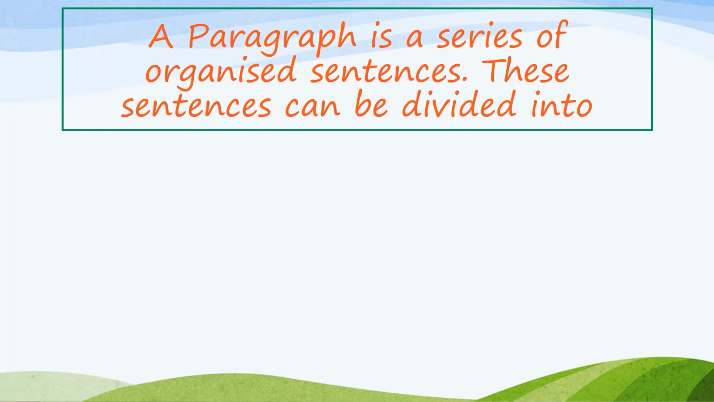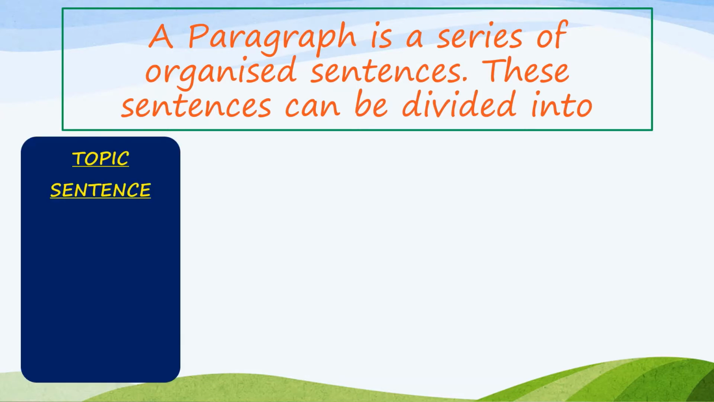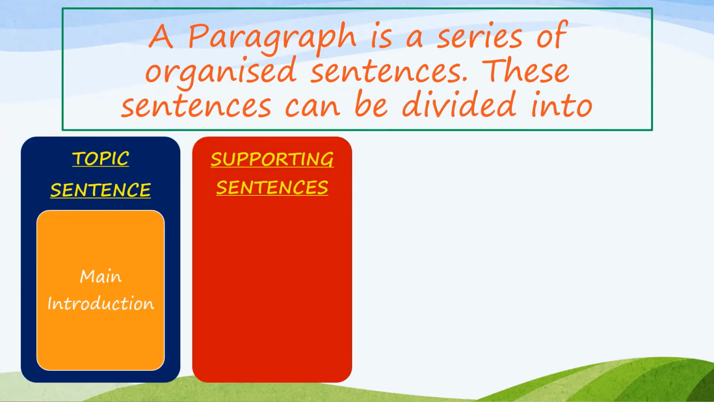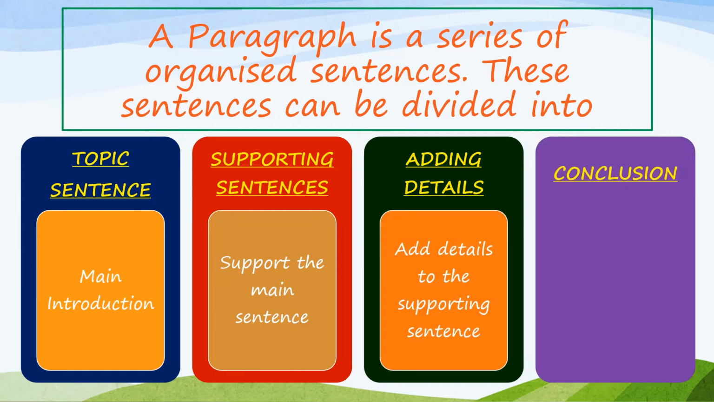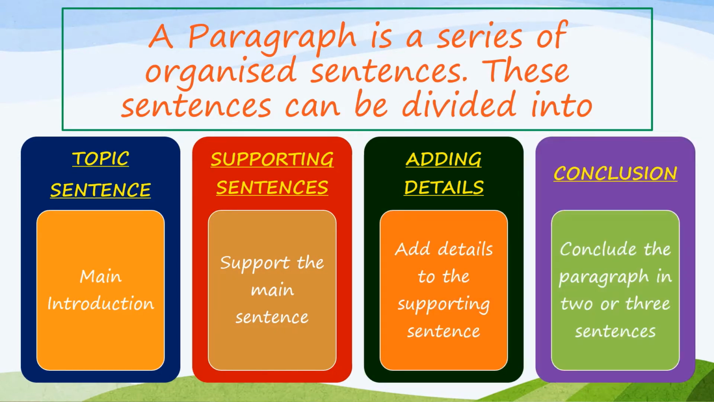Now just see, a paragraph is a series of organized sentences. These sentences can be divided into four parts. Just see here. The first one is the topic sentence. What is that? The main introduction, when we introduce what we are writing about. Next we have supporting sentences. The main sentence is supported by many other sentences like who, what, when, how and all.